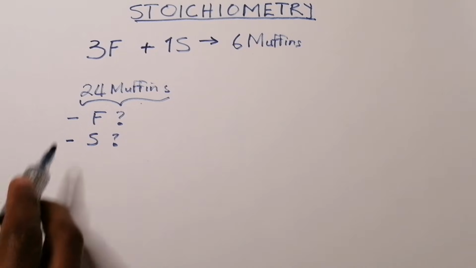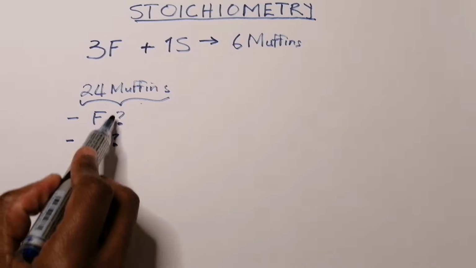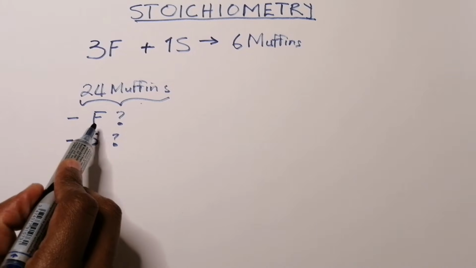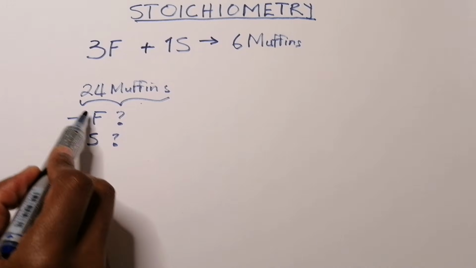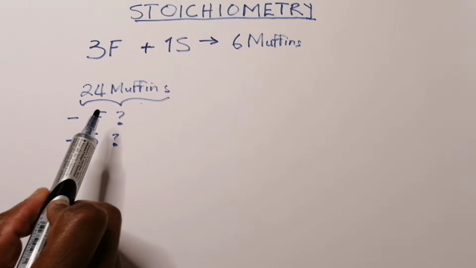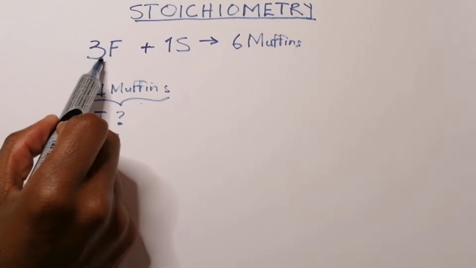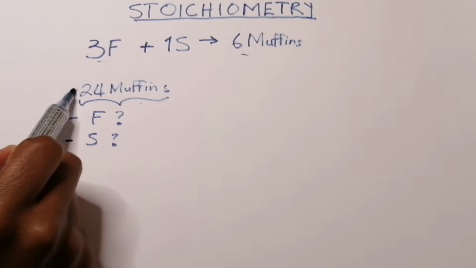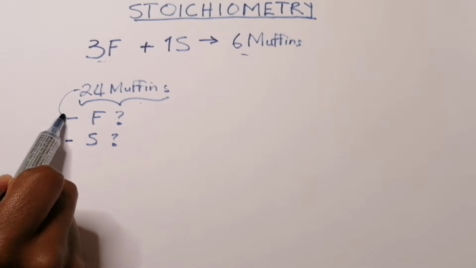So look at what I'm going to do. I want to first find out the amount of flour. But what am I given? I'm given the number of muffins. Can you see that? Where you always begin, you always start at your formula. I'm going to relate what I have to what I want.